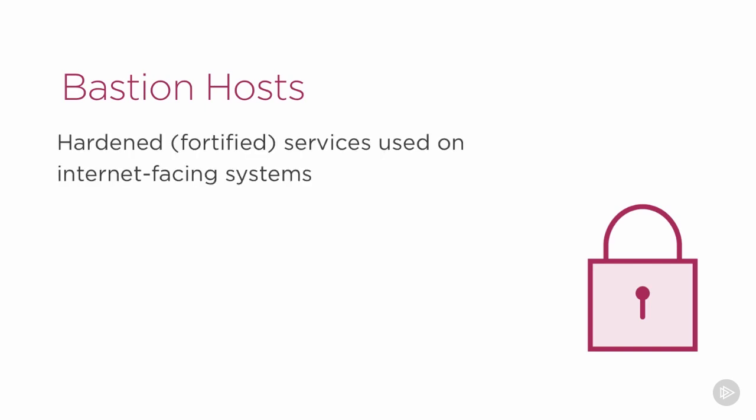A bastion host is a hardened, fortified device that's used on an internet-facing system. For example, we might have a web application. That web application should operate on a server which is configured as a bastion. It's hardened. We've turned off all unnecessary ports, protocols, services. We've reduced the attack surface so there's very few doorways or windows into this server.